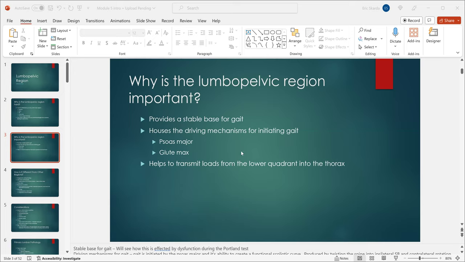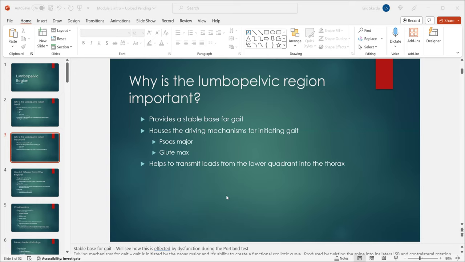The lumbopelvic region is also the region that houses the driving mechanisms for initiating and maintaining gait. That would be the psoas major and the glute max. If we look at the psoas major as probably the primary driving mechanism for gait, what it does specifically to the lumbopelvic mechanism is, if we think of the attachment points of the psoas, right?